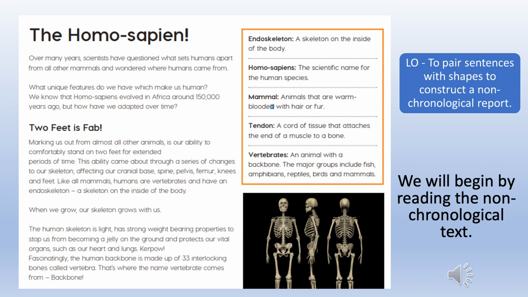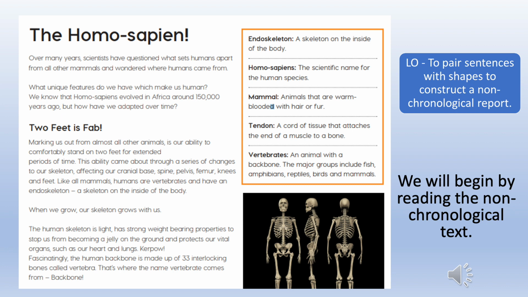2 feet is fab. Marking us out from almost all other animals is our ability to comfortably stand on 2 feet for extended periods of time. This ability came about through a series of changes to our skeleton, affecting our cranial base, our spine, pelvis, femur, knees, and feet. Like all mammals, humans are vertebrates and have an endoskeleton, a skeleton on the inside of the body. When we grow, our skeleton grows with us.